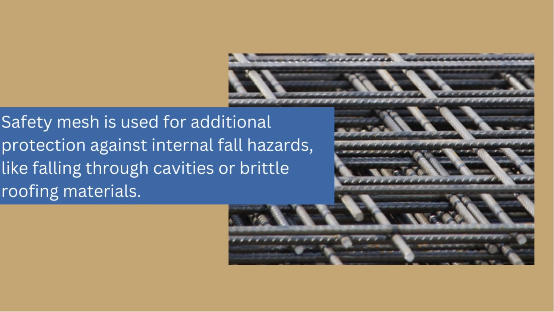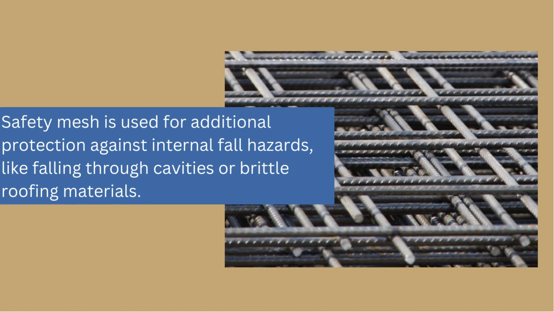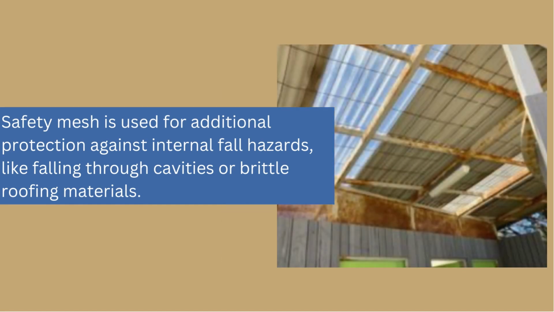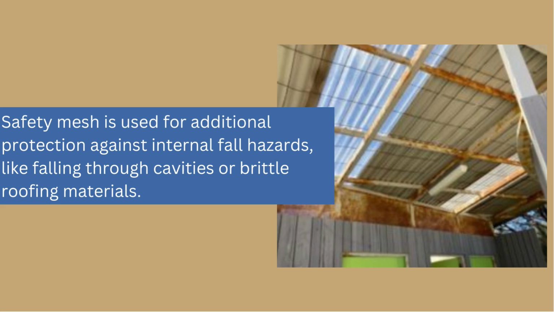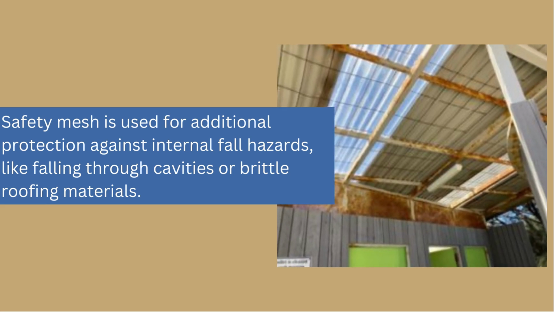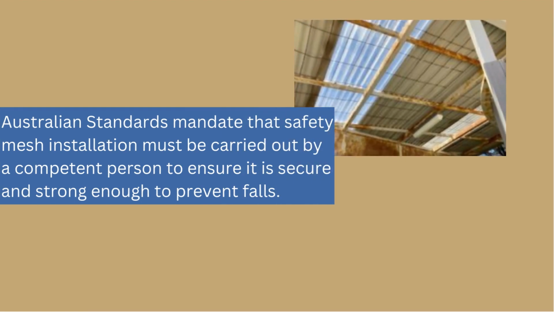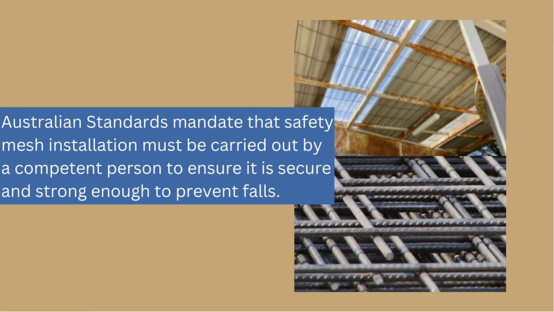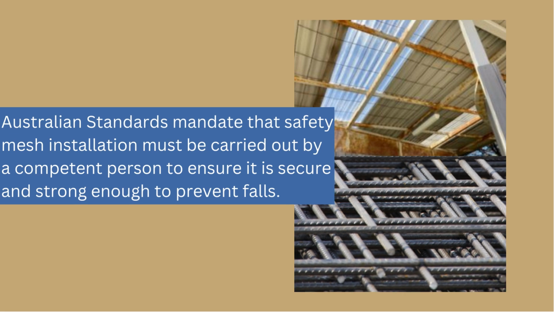Safety mesh is often installed as additional protection against internal, inside a structure, fall hazards, such as falling through cavities or brittle roof material. The installation of safety mesh is covered by Australian standards and must be completed by a competent person so that it's secure and strong enough to prevent falls.